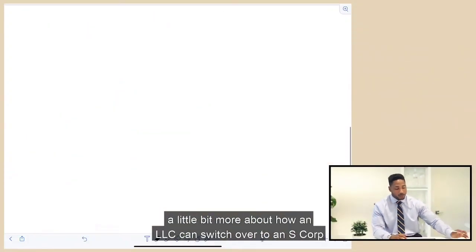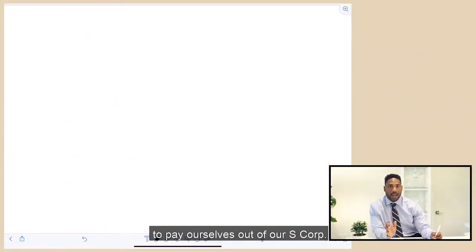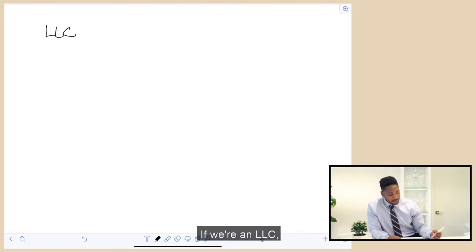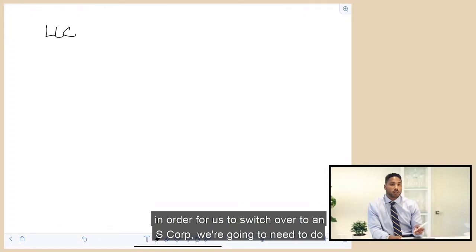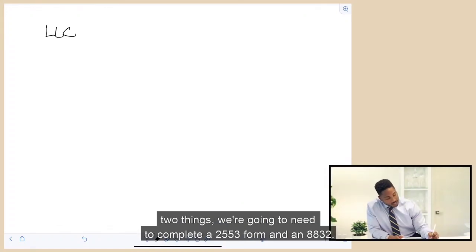So let's talk a little bit more about how an LLC can switch over to an S Corp to pay ourselves out of our S Corporation. If we're an LLC, in order for us to switch over to an S Corp, we're going to need to do two things. We're going to need to complete a 2553 form and an 8832 form.